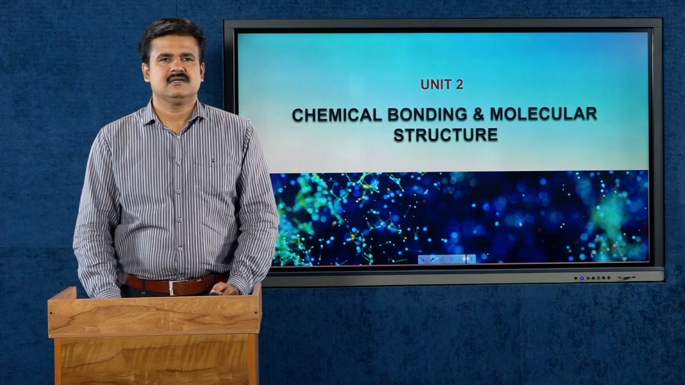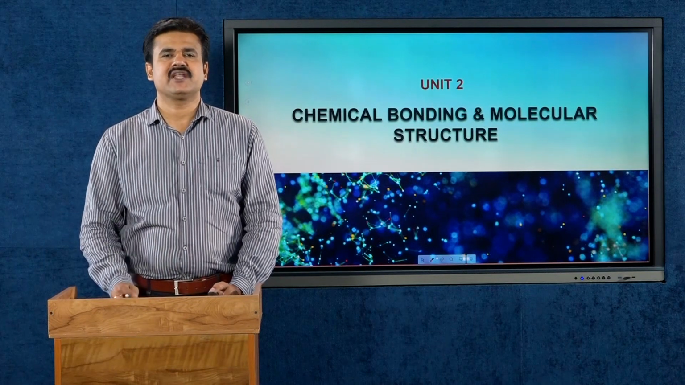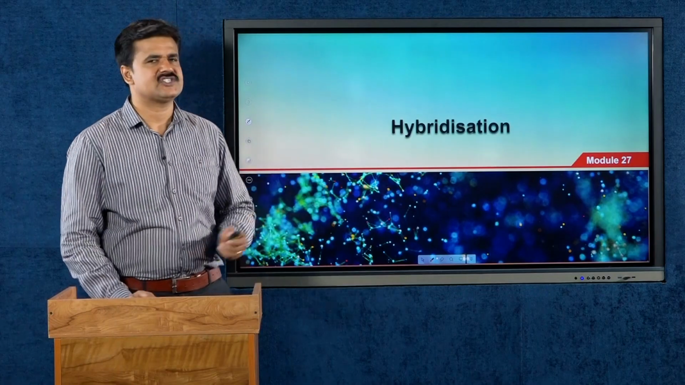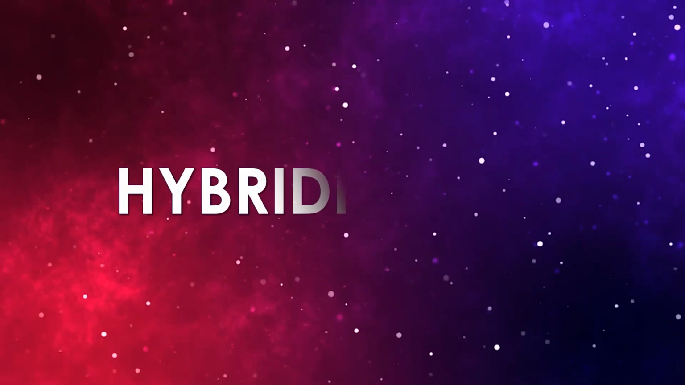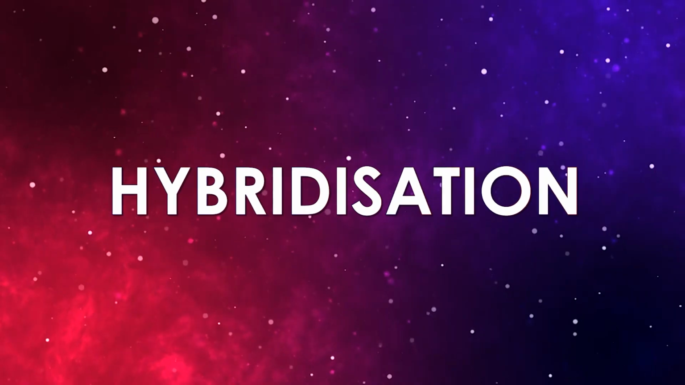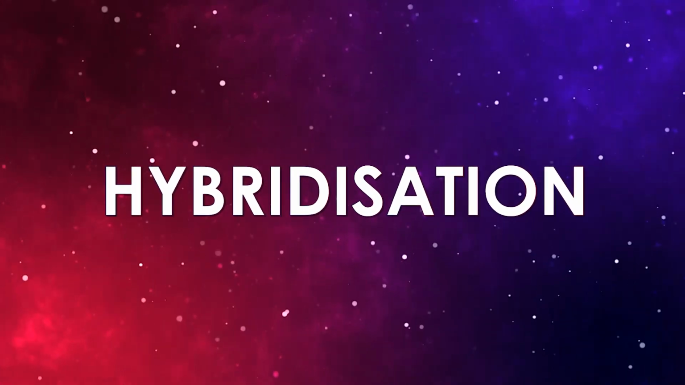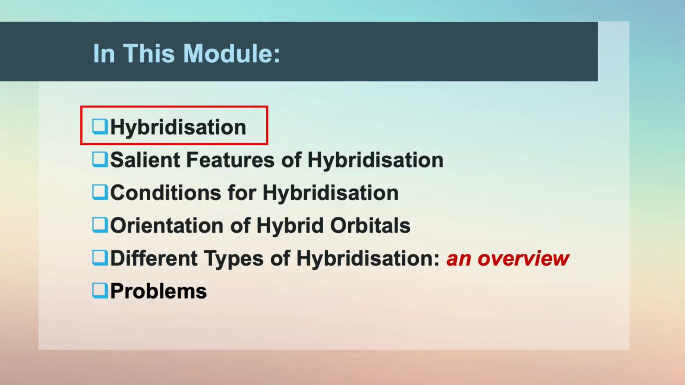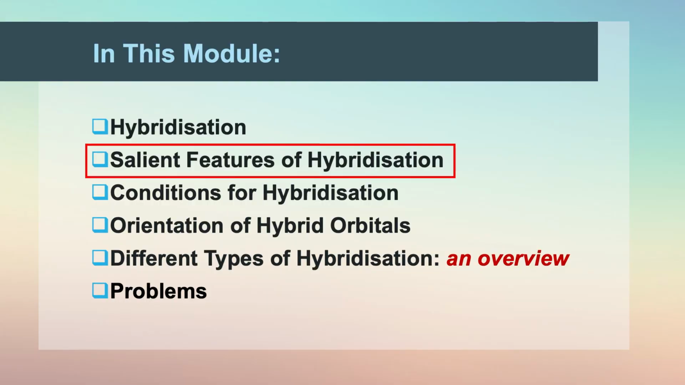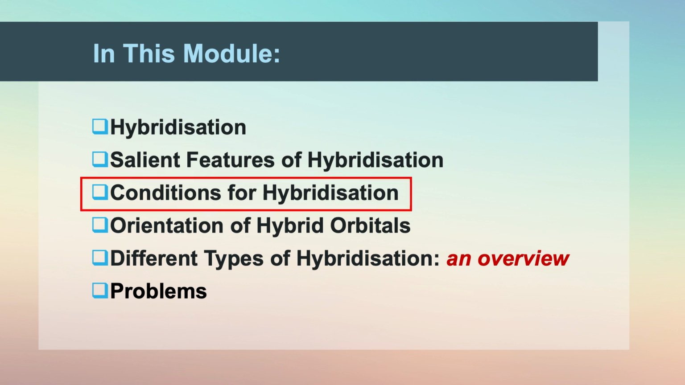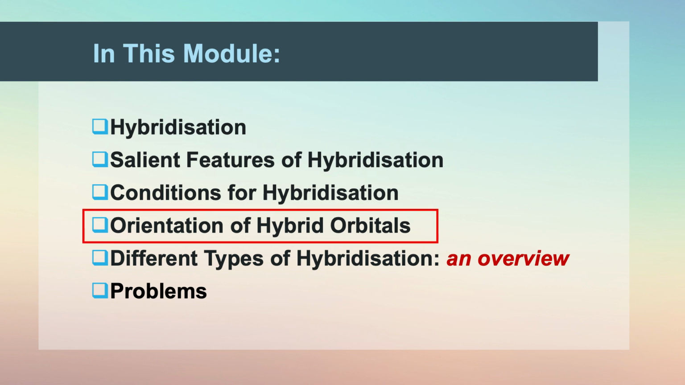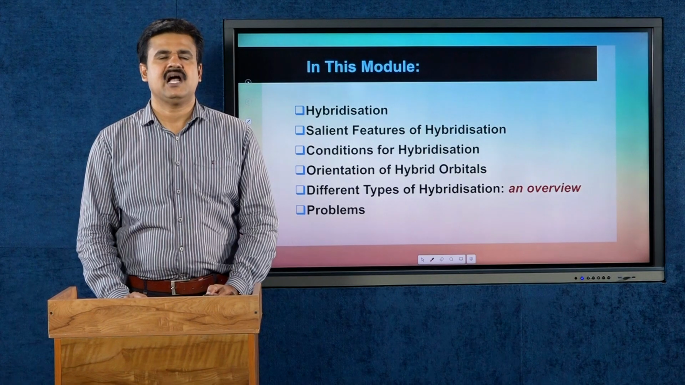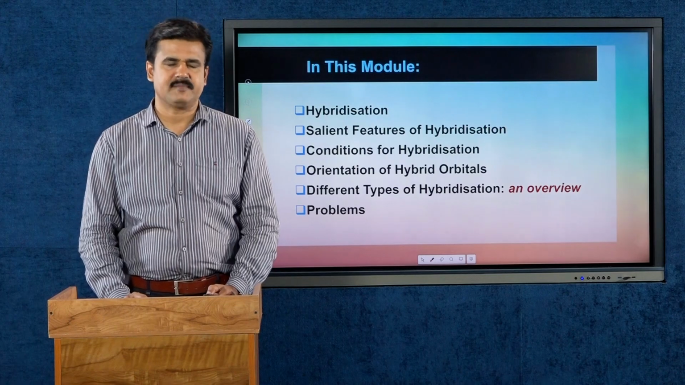Welcome dear learners. We are continuing Unit 2, Chemical Bonding and Molecular Structure. In the present module, we are discussing hybridization. In this module: hybridization, salient features of hybridization, conditions for hybridization, orientation of hybrid orbitals, different types of hybridization and an overview, and problems based on different aspects of hybridization.